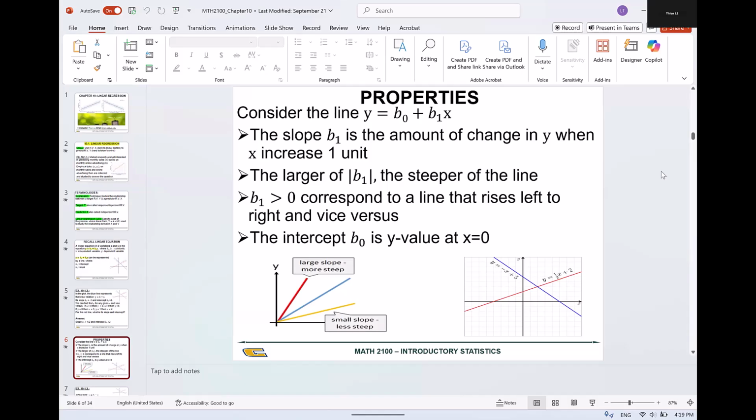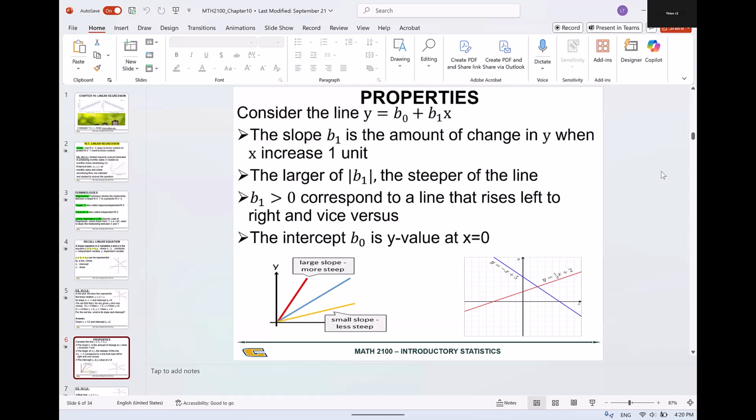So here are some properties. The slope B1 is the amount of change in y when x increases by 1 unit. That's how we interpret the slope: when x increases 1 unit, the slope B1 tells us the amount of change in y. The larger the absolute value of B1, the steeper the line is. So with a slope, you take the absolute value. If you have a larger absolute value, it means the line is steeper.